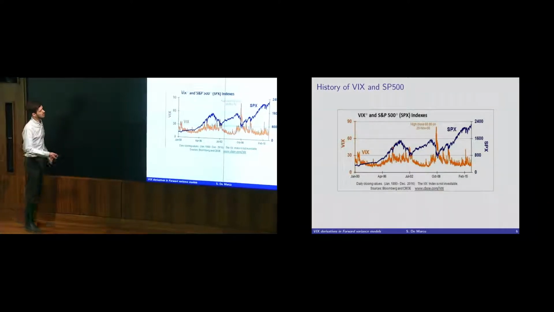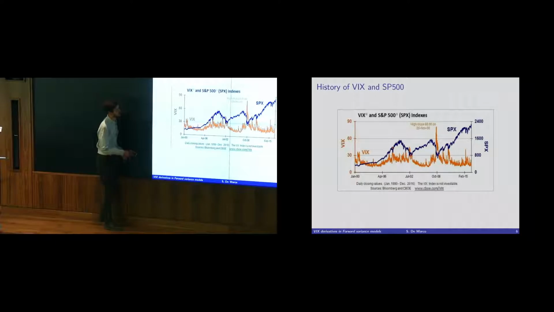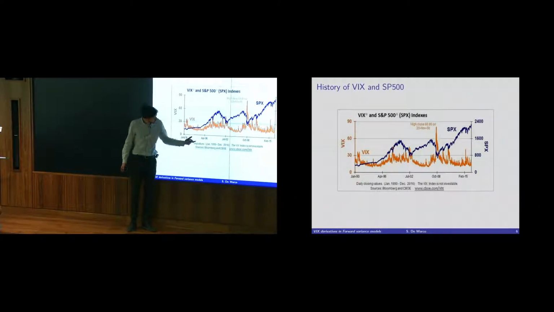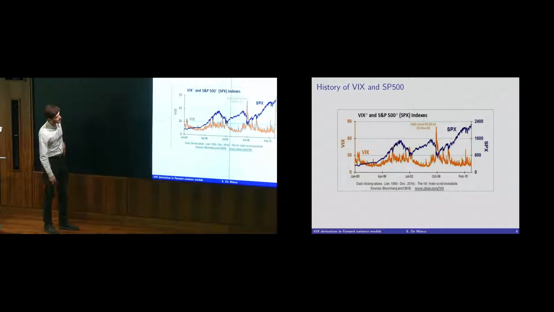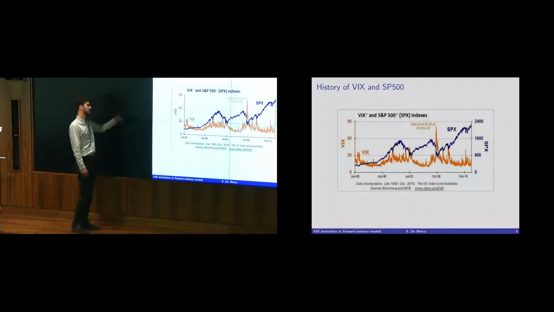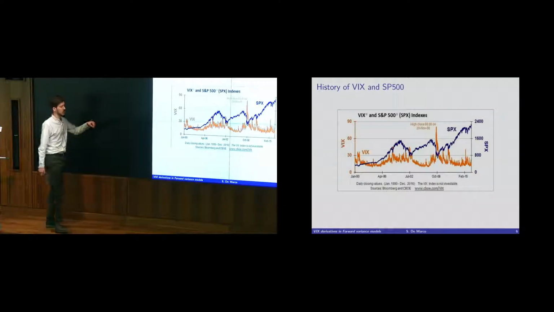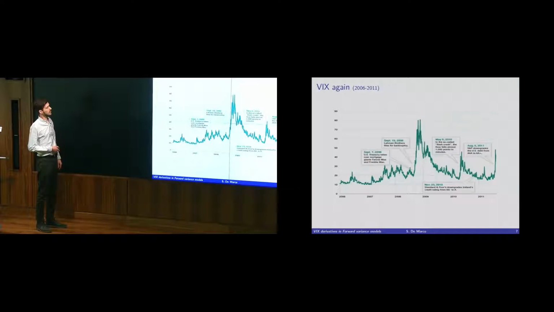So this is a very simple chart that you have most likely already seen here and there, about the history of the S&P 500 in blue and the VIX in orange over a very long time period, from before 2000 to 2016, something like that, okay? And you can observe this negative leverage effect, okay? When the S&P goes down, the VIX goes up, okay? So we can discuss a lot about the behavior of this, okay?